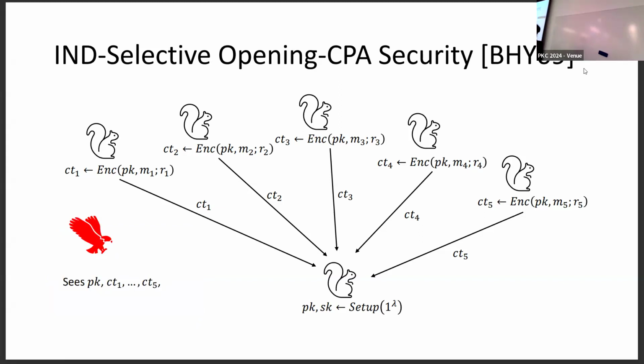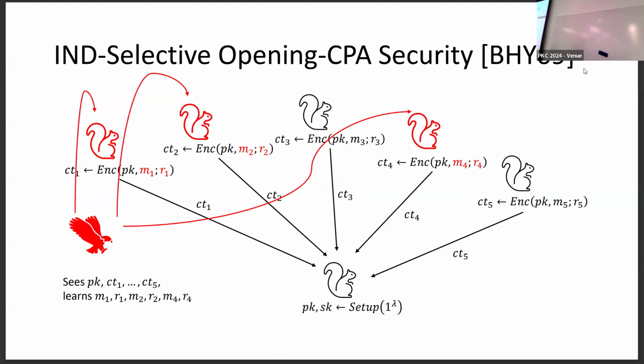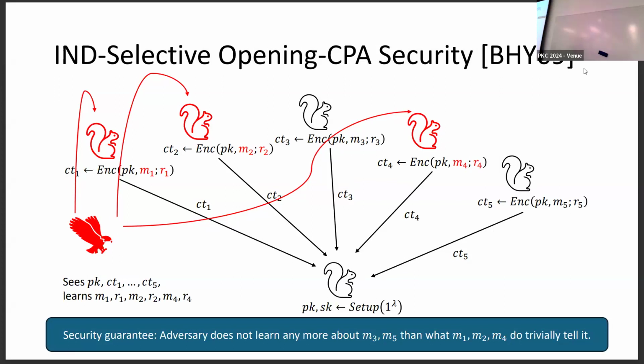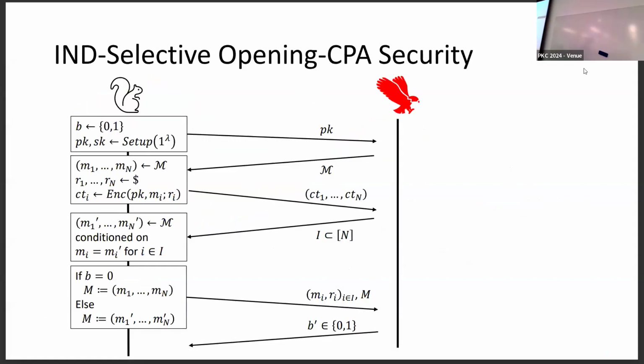And the adversary, as usual, gets to see the public key, and he gets to see all the ciphertexts, that's normal. And now he may corrupt some of the senders. So he may force the senders to reveal their messages and randomness. And that's where things get tricky. The security guarantee is that even if adversary corrupts a lot of different senders and opens their randomness and their messages, and even if the messages are correlated with each other, he can't learn any more about the remaining messages than what he would learn trivially. And this is tricky to capture. This is a really obnoxious security notion because the messages are correlated in some really hard to capture way. I'm going to show you the formal definition. Let's go over this.